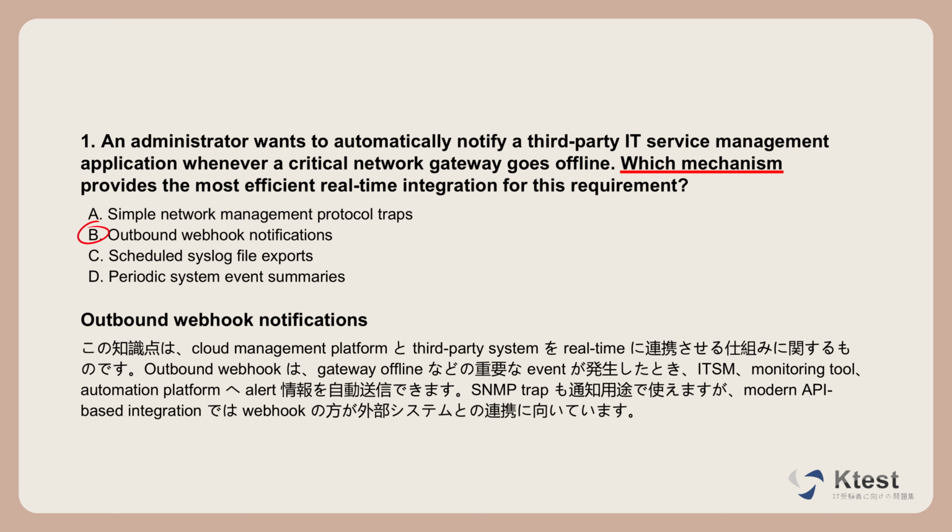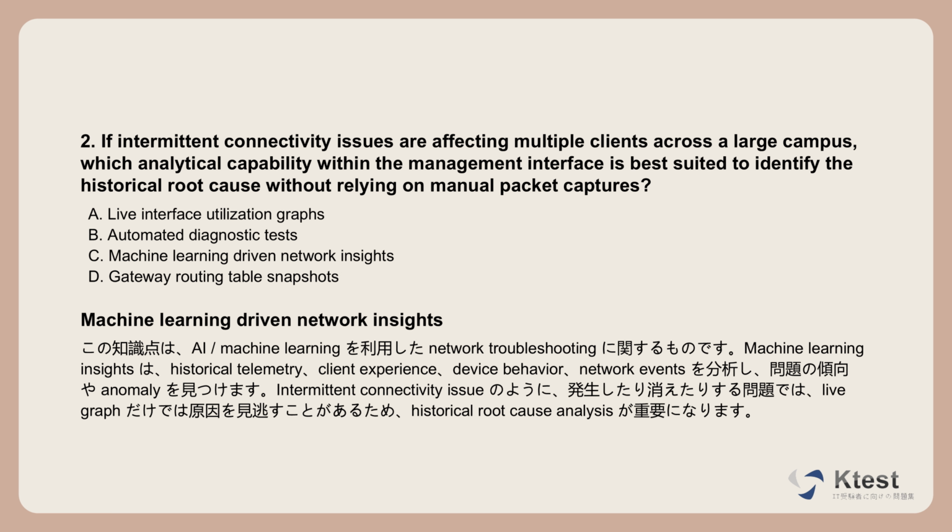So we've automated our gateway alerts. But what happens when the issue isn't a hard outage, but like a ghost in the machine? That brings us to question 2. If intermittent connectivity issues are affecting multiple clients across a large campus, which analytical capability within the management interface is best suited to identify the historical root cause without relying on manual packet captures? The correct answer is C.